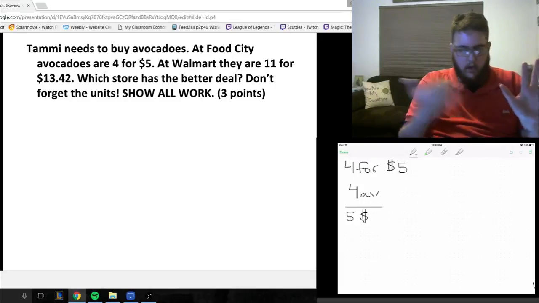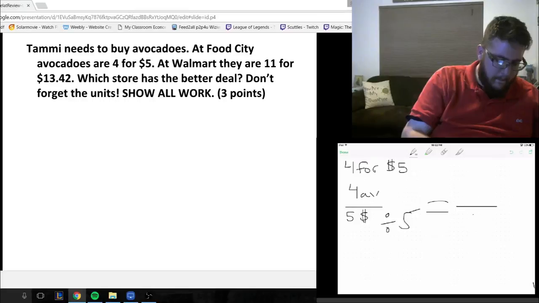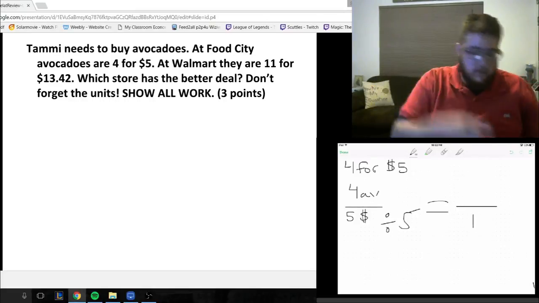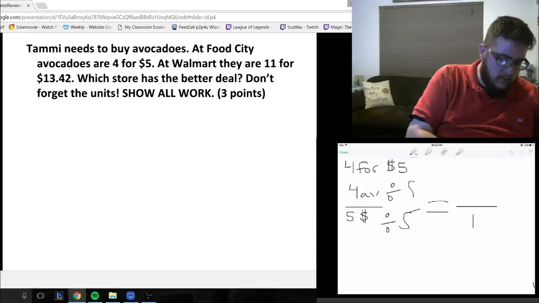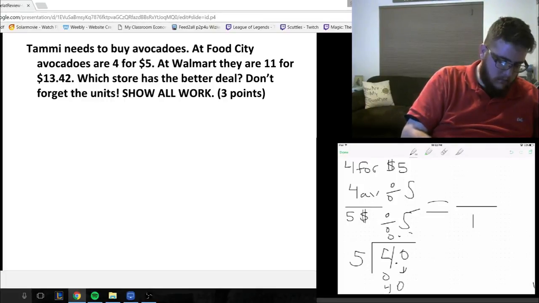So the first thing we're going to need to do is divide 5 by 5, which is going to give us 1 in the denominator. But remember that if we divide in the denominator, we must also divide in the numerator. So 4 divided by 5, and I'll go ahead and do the long division for you here. 5 does not go into 4, so we'll have a 0. 0 times 5 is 0. 4 minus 0, 4 is left. So now we'll place a decimal and add a 0. 5 goes into 40 8 times, with no remainder. So 0.8 avocados per $1 is our unit rate.